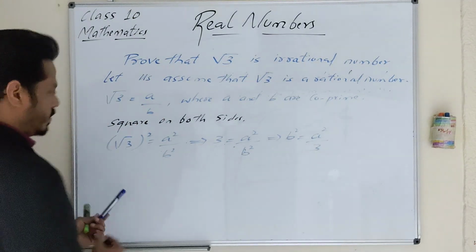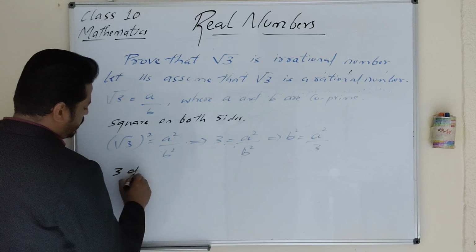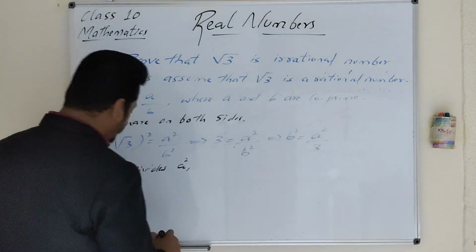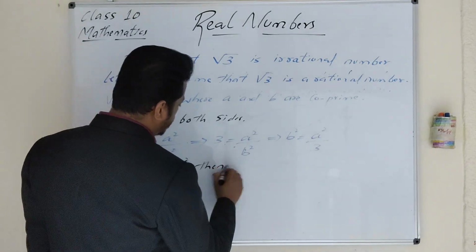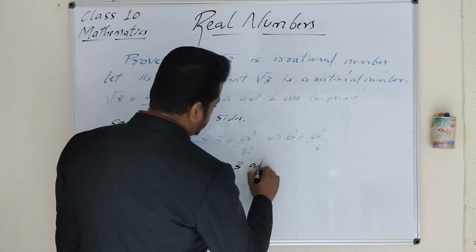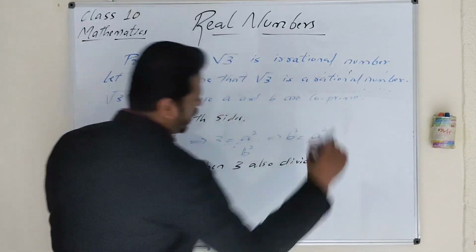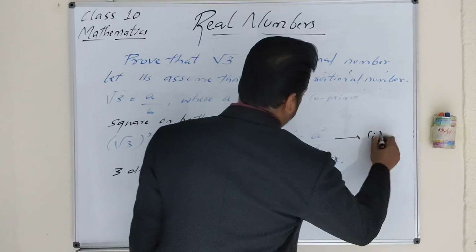From this equation, you can say that 3 divides a square. If 3 divides a square, you know that 3 also divides a. Now name it as equation 1.